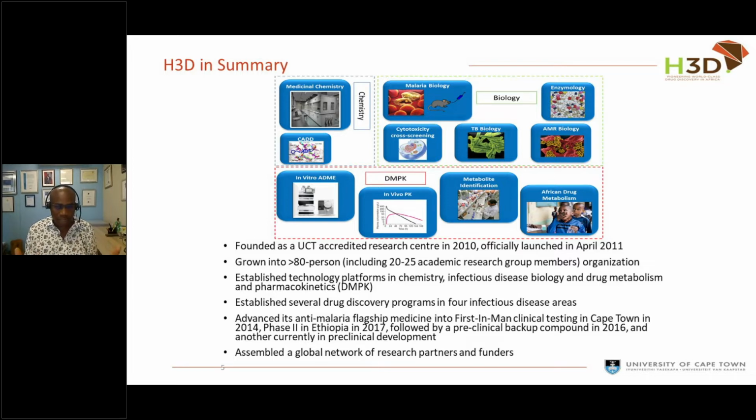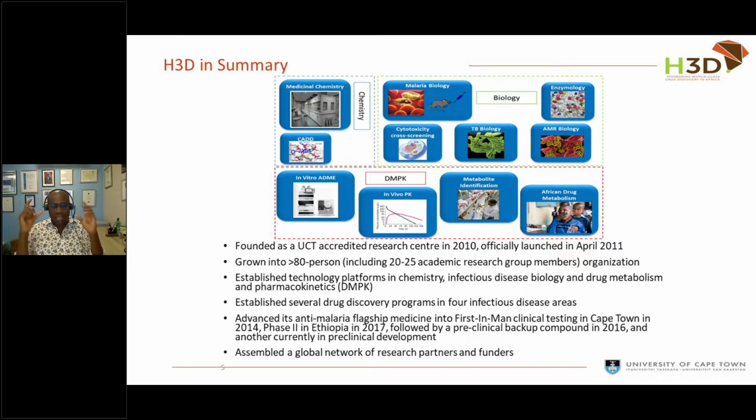The business plan was developed and approved in 2010, and then H3D became a University of Cape Town accredited research center. But officially, we really just got going with the programs in April of 2011. So we've really been just over a decade in the game. Back in 2011, I had 5 postdoctoral fellows starting out in the center. We now have more than 65 staff members completely dedicated to drug discovery. And in addition, I have my academic group, which is also somewhat embedded within the Drug Discovery Center. So we've grown this organization to more than 85 people in the last decade or so.